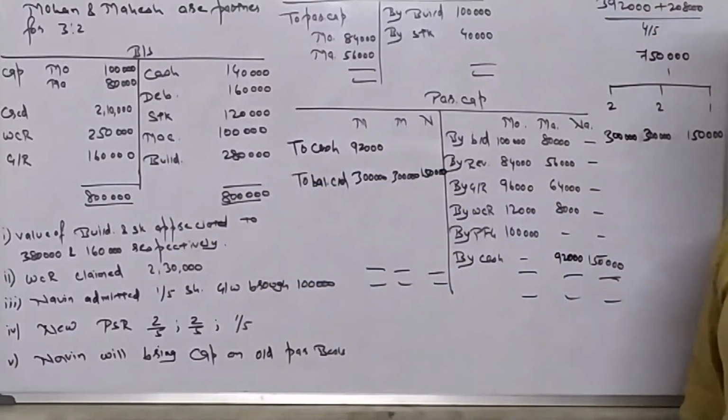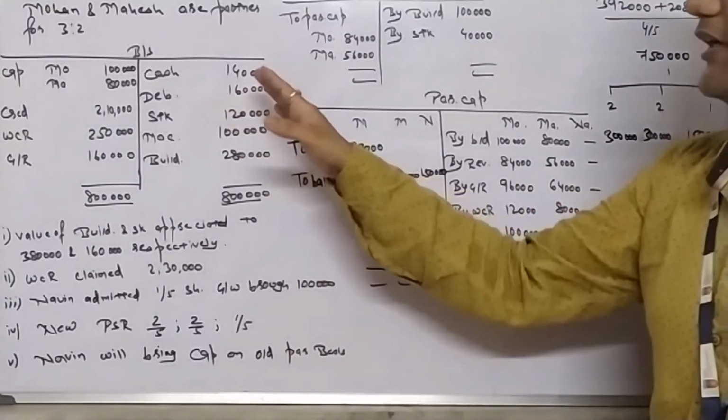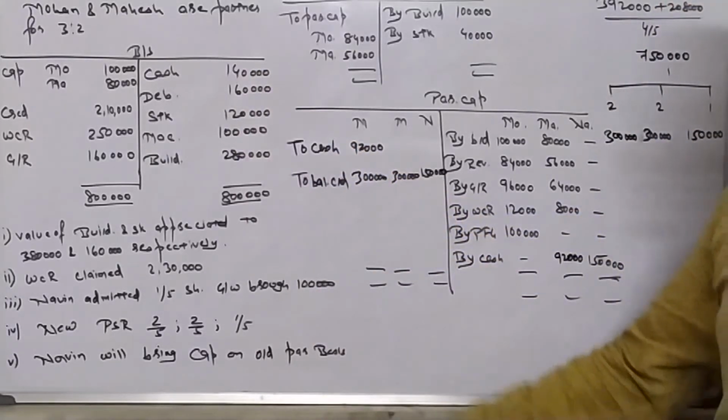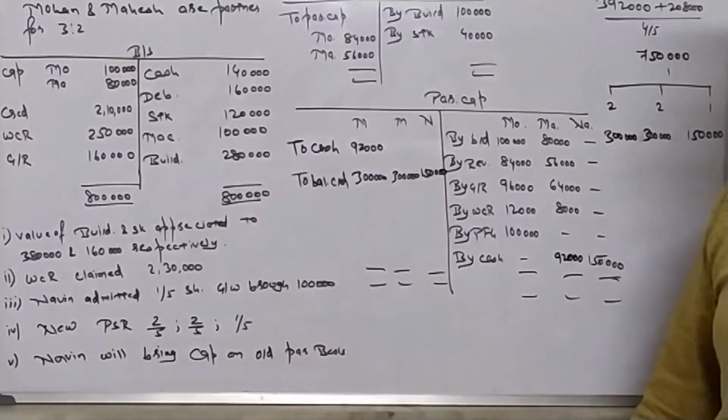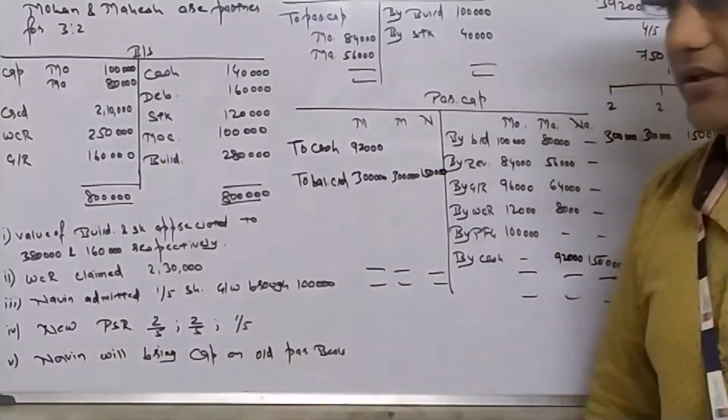General reserve 1 lakh 60,000. Cash 1 lakh 40,000. Debtor 1 lakh 60,000. Stock 1 lakh 20,000. Machinery 1 lakh. Building 2 lakh 80,000. This is the balance sheet given. There are a few adjustments given.